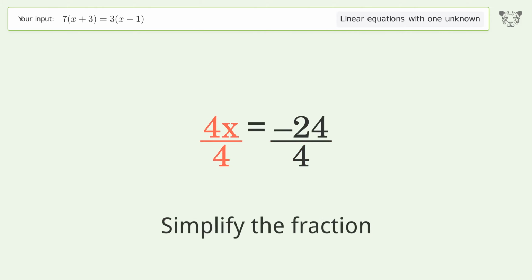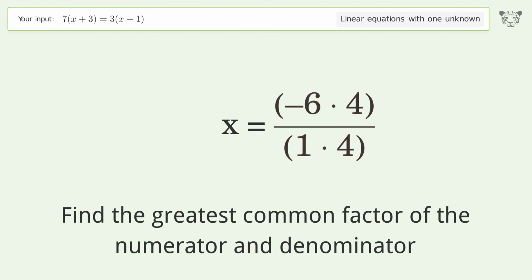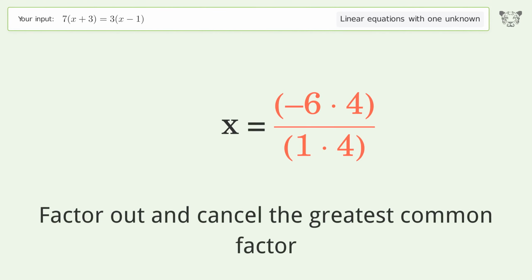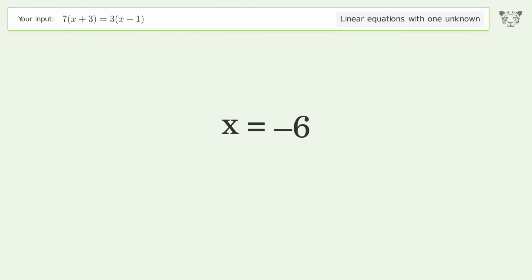Simplify the fraction. Find the greatest common factor of the numerator and denominator. Factor out and cancel the greatest common factor. And so the final result is x equals -6.